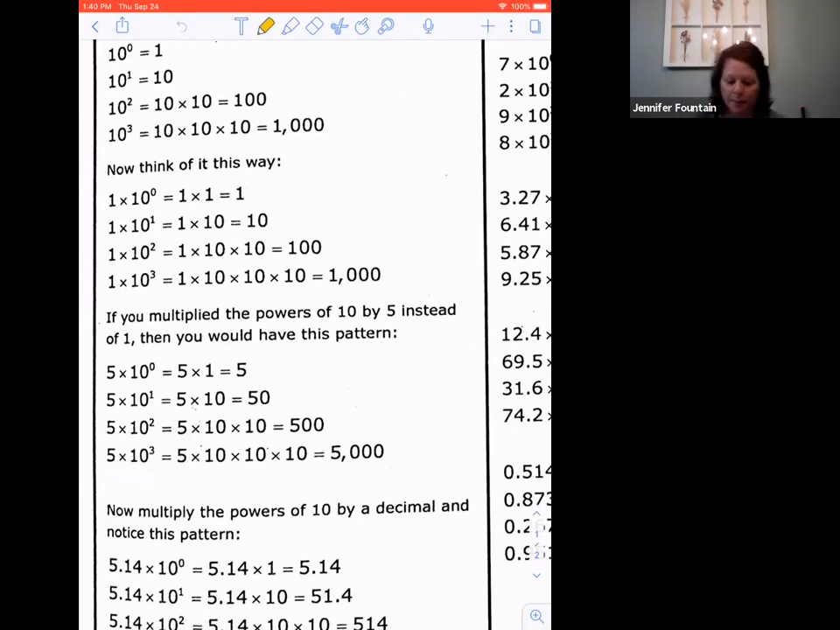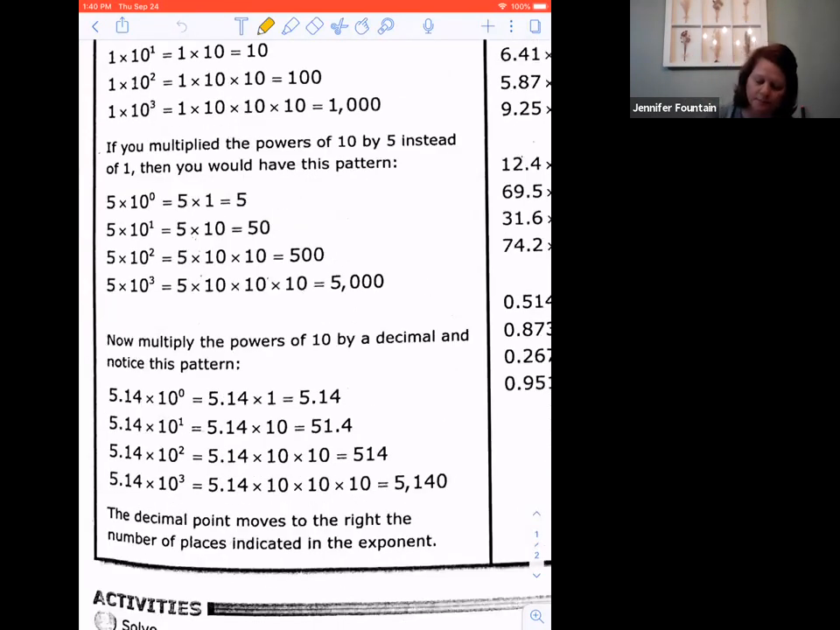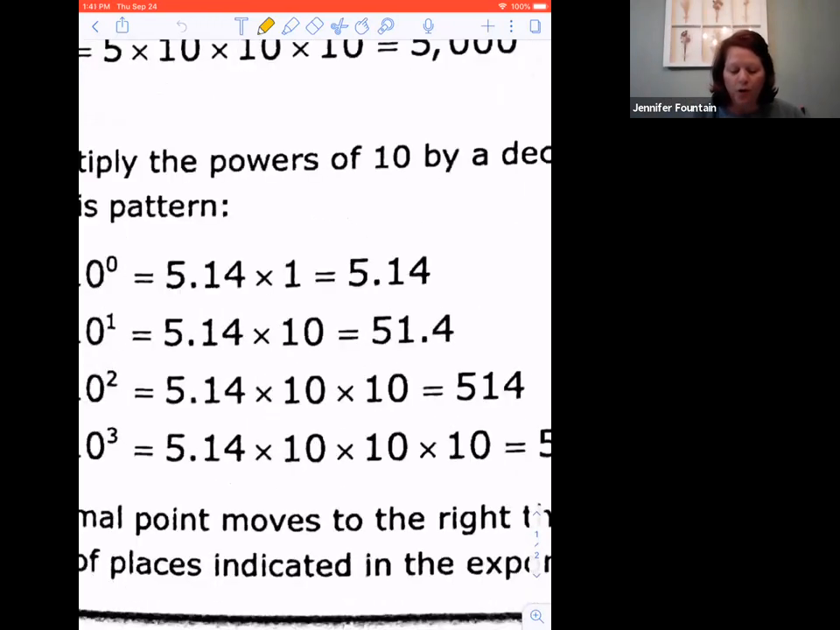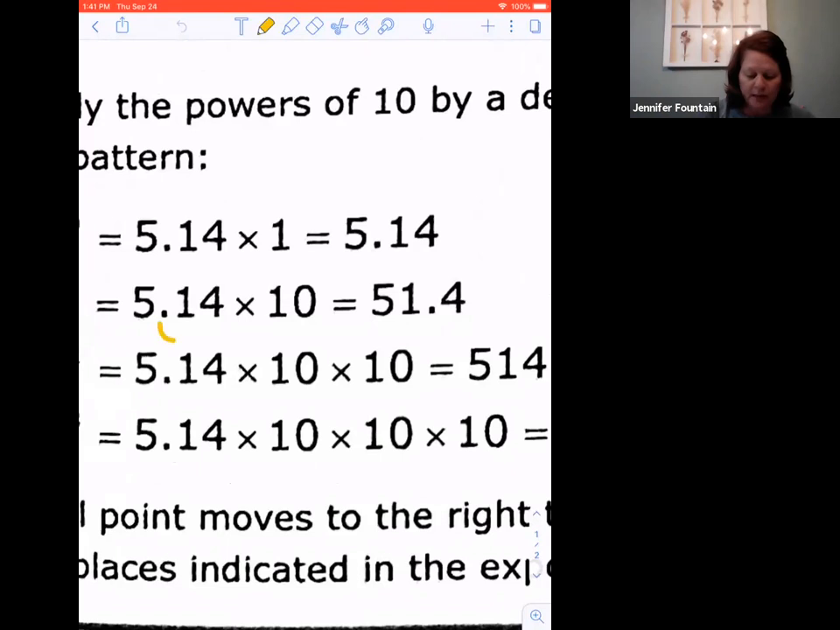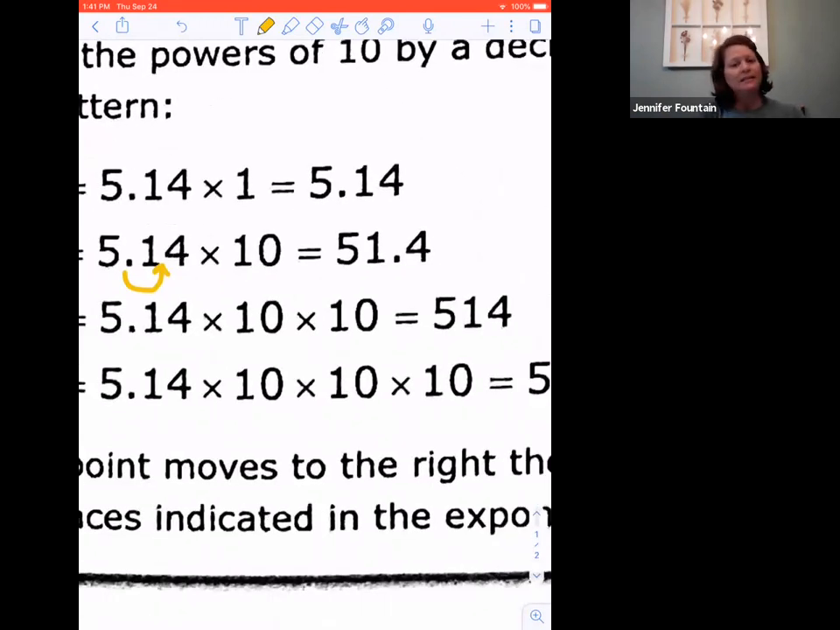Now, if I put in a number with a decimal, 5.14 times 1 is just 5.14. Notice if I have 5.14 and I multiply by 10, I'm just moving my decimal over one place. So it becomes 51.4. If I have 5.14 times 10 times 10, or 10 squared, or 100, that means I move my decimal over two places. So I end up with 514. And then if I multiply by 1,000, or 10 times 10 times 10, I move my decimal three places, 1, 2, 3. So that means I have to put my placeholder 0.